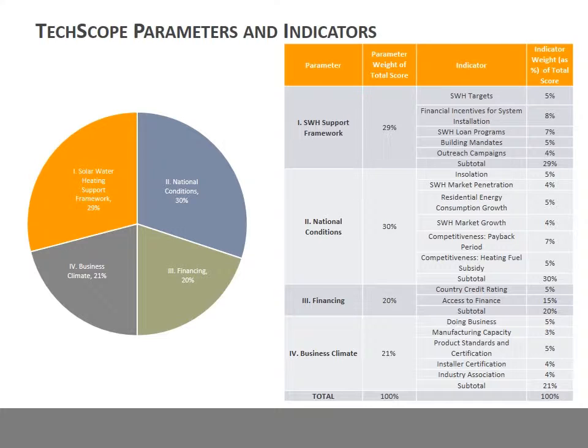As discussed in the previous module, the weights and scores were developed through in-depth research and consultation with an international panel of solar water heating experts. The goal of this module is to explain each of the indicators and where the information for each of the indicators can be found. The Techscope was designed to use readily available information from public sources to the maximum extent possible.